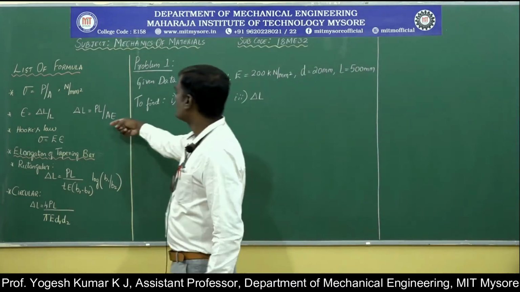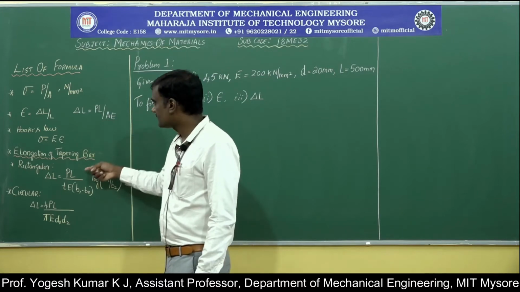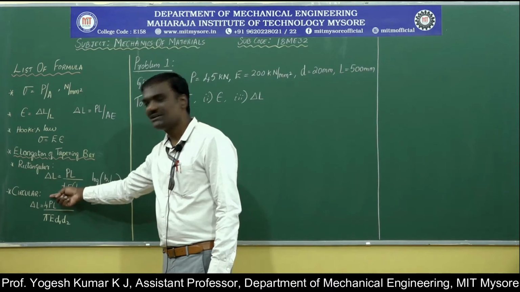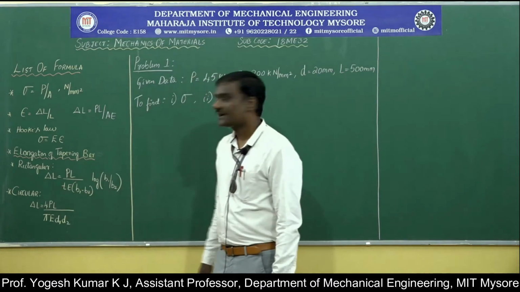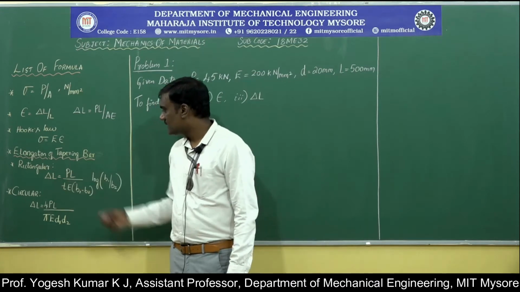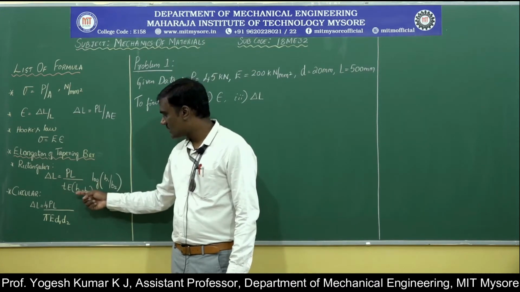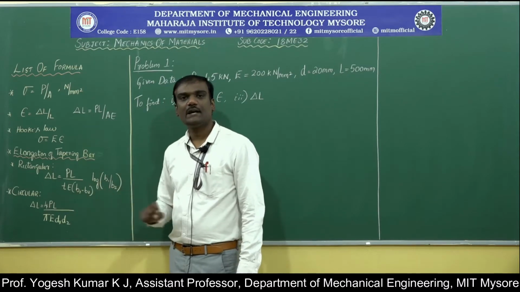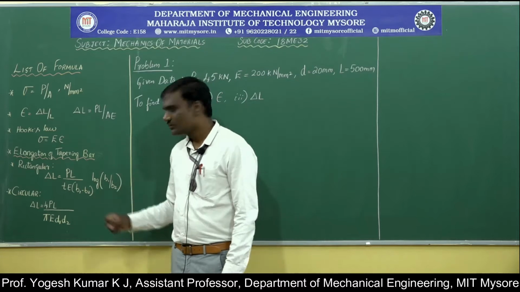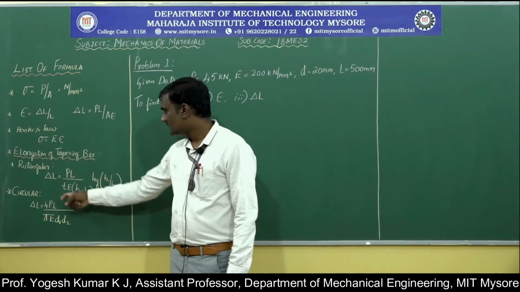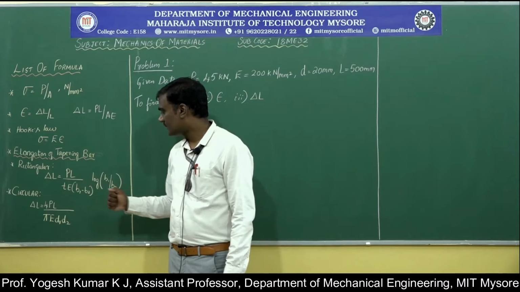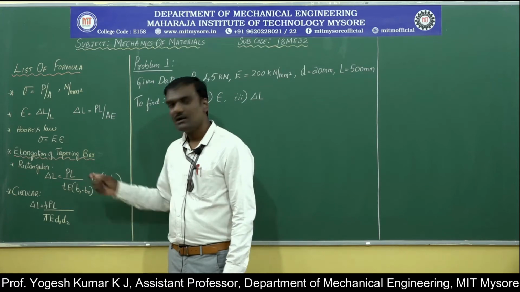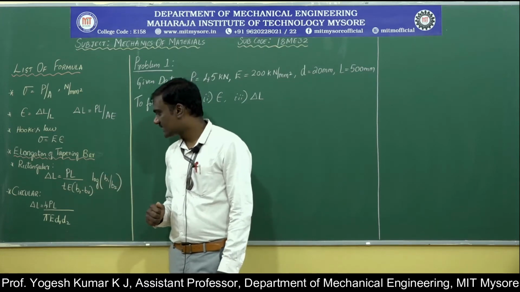The extension of this expression was for the tapering bar, which we derived for rectangular as well as circular sections. For the rectangular section, delta L equals PL by TE into (B1 minus B2) into log of B1 by B2, where B1 is the width at the larger section and B2 is the width at the smaller section. T is the uniform thickness of the rectangular bar, E is Young's modulus of the material, P is the load acting on the member, and L is the length of the member considered.